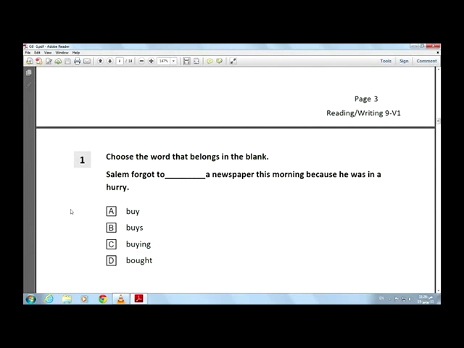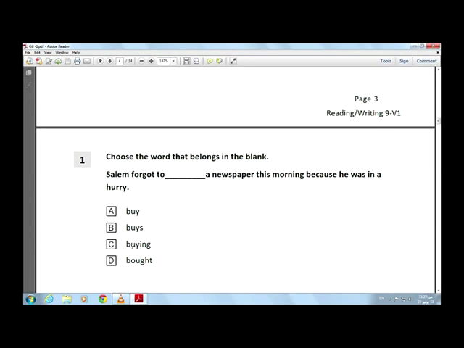with the correct word. For example, Salim forgot to blank a newspaper this morning because he was in a hurry. You have four choices, and this kind of question we call multiple choice. For example, you read this sentence and start thinking about the correct answer. You come to the first, A, buy. Salim forgot to buy this morning because he was in a hurry. Forgot to: buy, buys, buying, and bought.